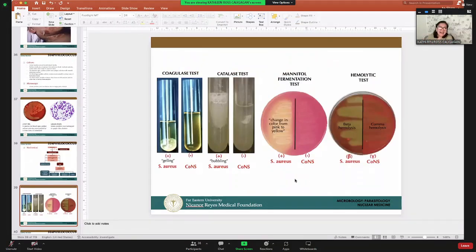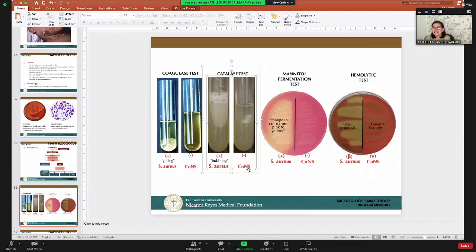Now, we start with catalase test. Class, if you're listening, this one is wrong. This should not be coagulase negative staph. This should be Streptococcus. I can't edit it. I can't edit it. So, you just edit it yourselves. This should be Staphylococcus.